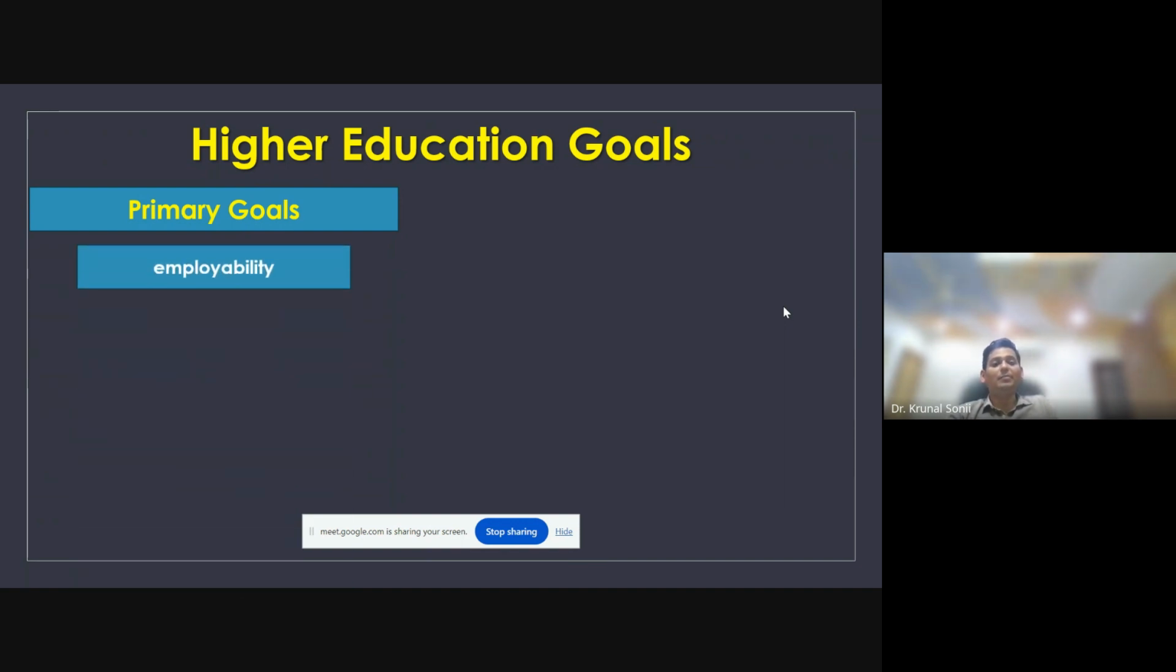The first primary goal for every university is employability. When I say employability, I mean that we should develop our students and guide them in such a way that they develop their competency. They should be in a position to get more employment from the market. They should not face any sort of problem as and when they are sitting for the placements.